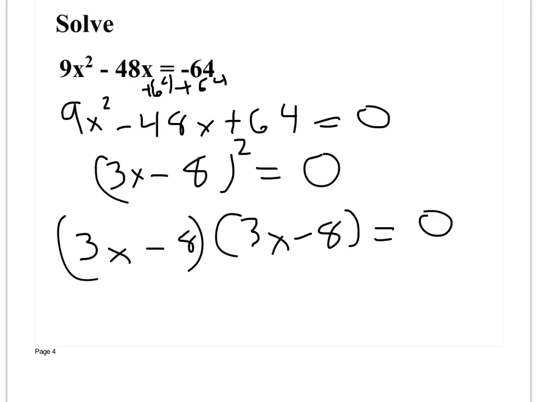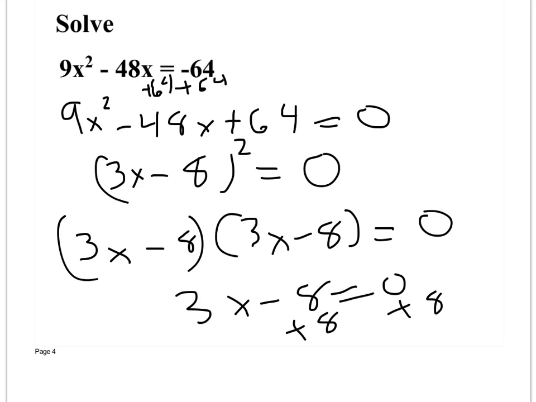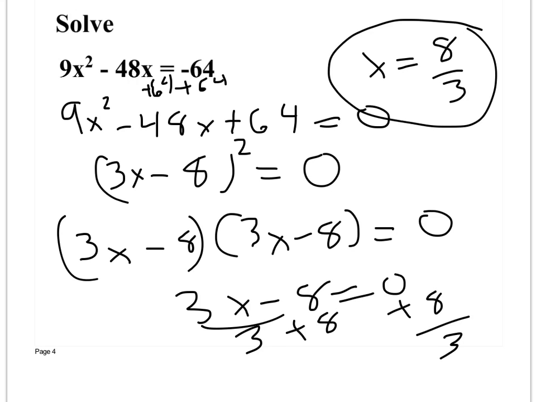Do I need to solve x for both of them or just one? Just one, because they're the exact same thing. So I need to figure out what x is to make this equal to 0. So I add 8, divide by 3, x equals 8/3.